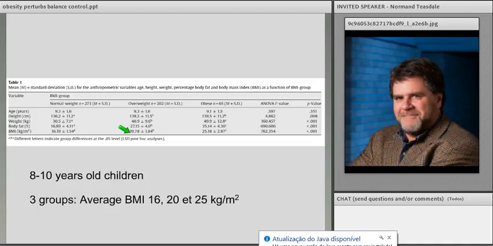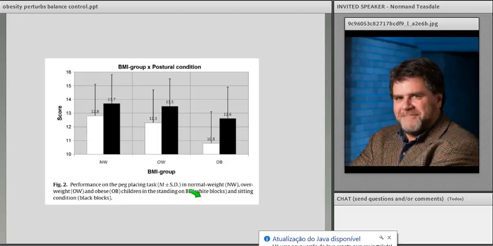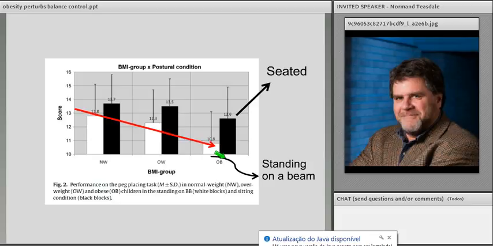So what they did is test 8 to 10 year old children that were normal weight, so a BMI of 16, overweight with a BMI of 20, and obese with a BMI of 25. They tested these children while they were seated and when they were standing on a narrow beam. And those are the performance, the number of pegs that were displaced for the normal weight children, the overweight children, and the obese children.